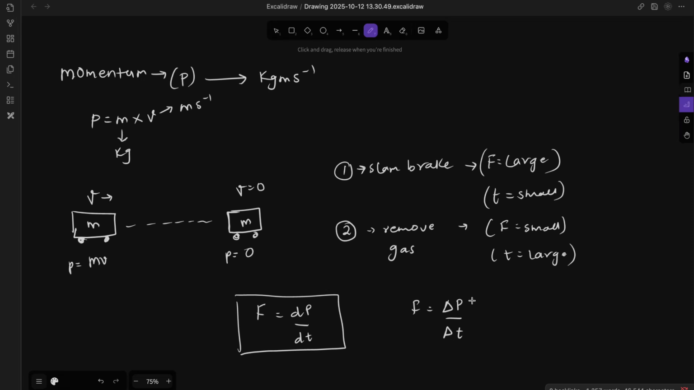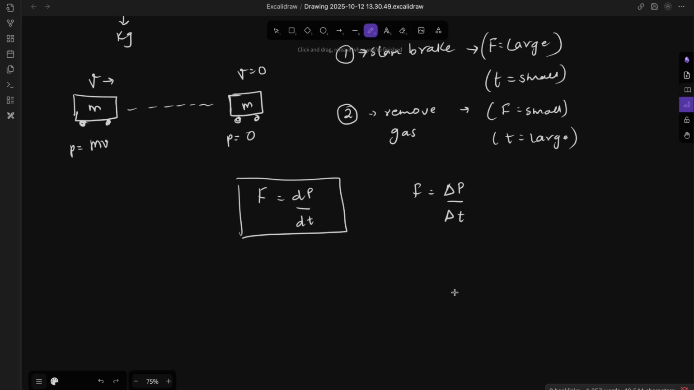And from here, my change in momentum can be written as F times delta T, where the SI unit of force is Newton and the SI unit of time is second. So the SI unit of momentum can also be Newton second.